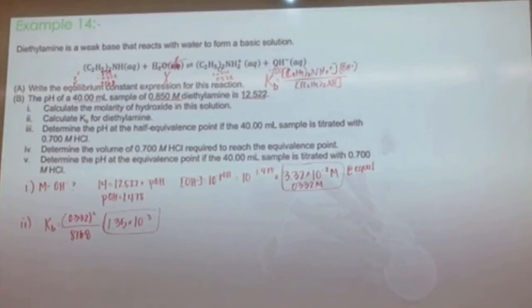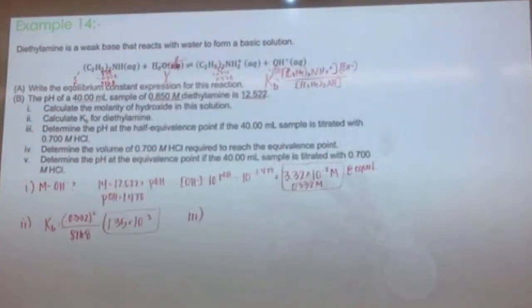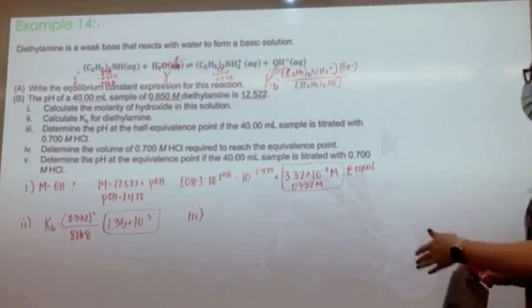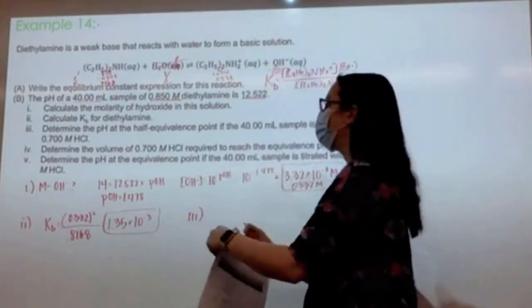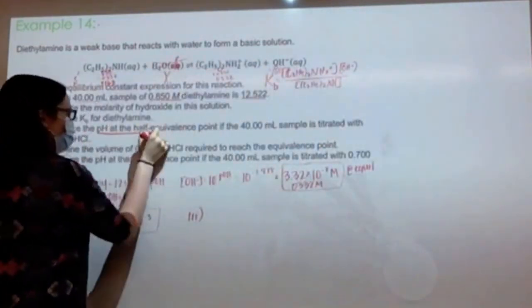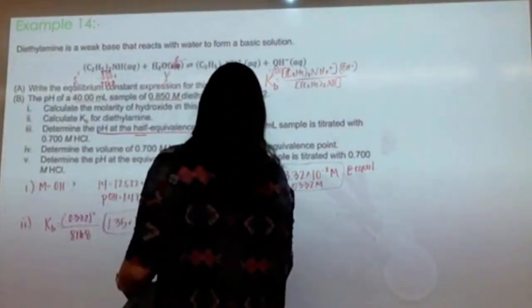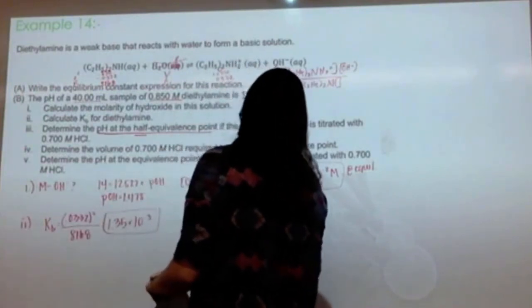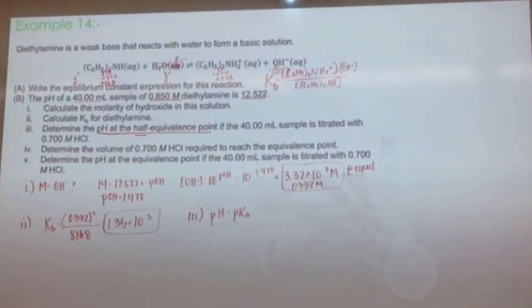For part 3, start by determining the pKb. It says determine the pH at the half equivalence point. We don't even care about the rest of this. We don't care about 40 milliliters being titrated with HCl. The importance here is the pH at the half equivalence point. Now we know that pH equals pKa at the half equivalence point. However, we don't have a pKa here.